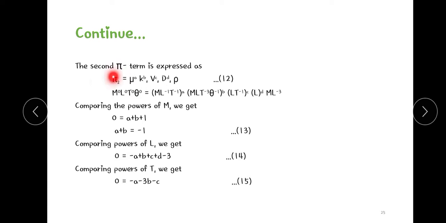Here also pi 2 is dimensionless, so its dimensions are M^0 L^0 T^0 theta^0. The dimensions of mu are M L^-1 T^-1 power a, of k are M L T^-3 theta^-1 power b, of v are L T^-1 power c, of d are L power d, and of rho, the density, are M L^-3. Comparing the powers of M, 0 is equal to a plus b plus 1, so a plus b is equal to minus 1. Comparing powers of L, 0 is equal to minus a plus b plus c plus d minus 3.